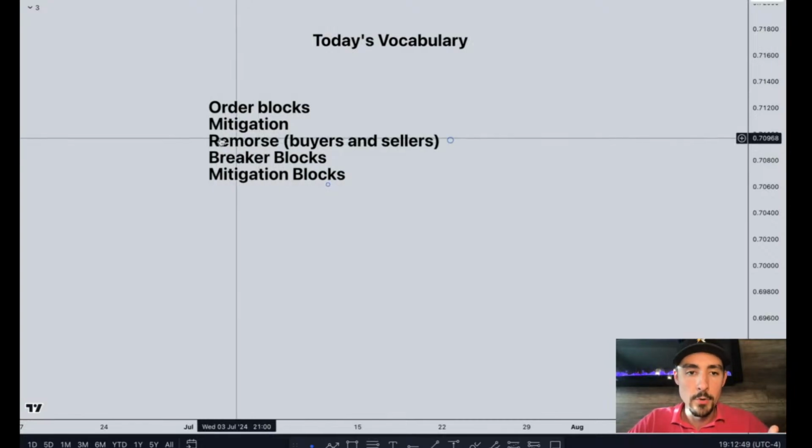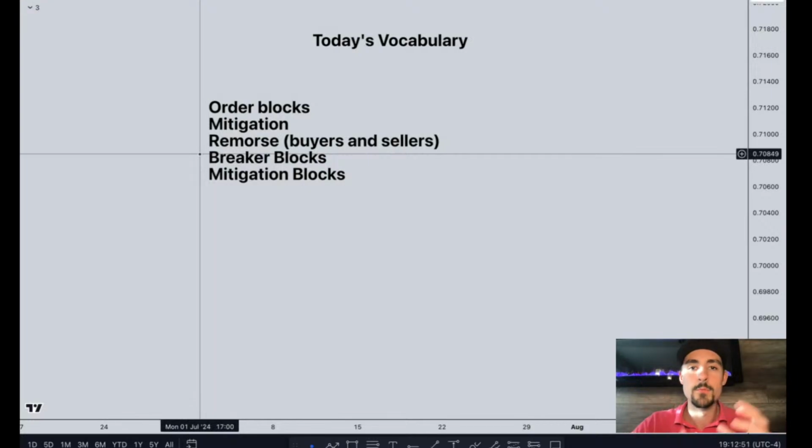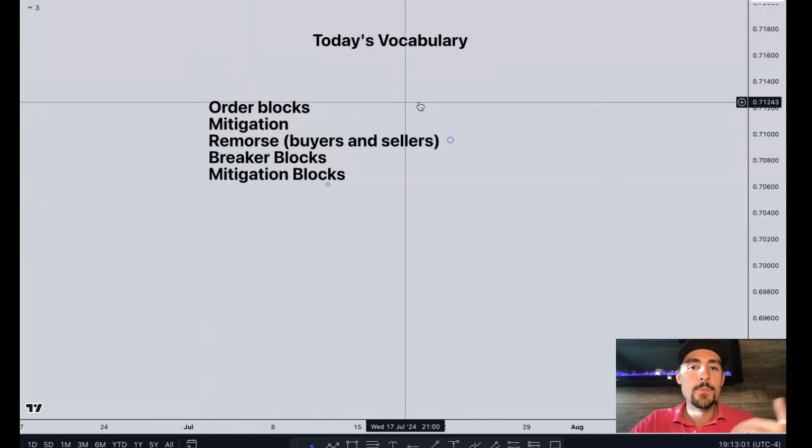This is a synonymous term for breaker blocks. So sometimes there's verbiage that is used synonymously by different traders, different analysts, referring to the same thing. Okay, so we're going to be talking about each of these in detail.